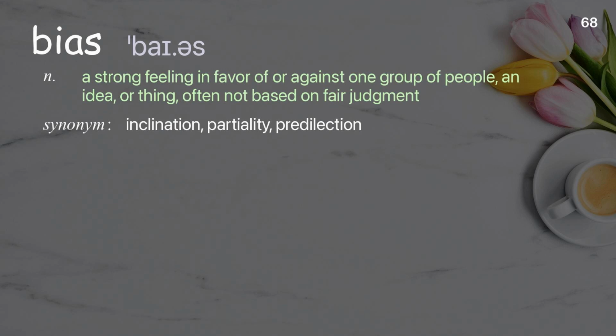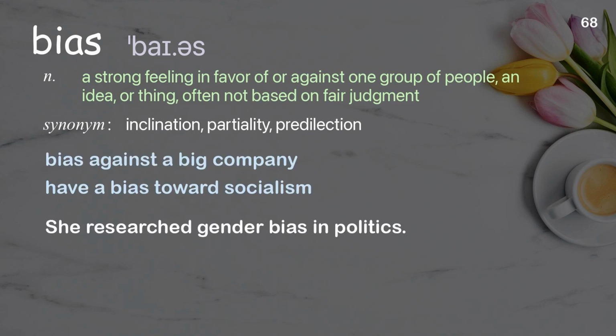Bias. A strong feeling in favor of or against one group of people, an idea, or thing, often not based on fair judgment. Examples: Bias against a big company. Have a bias towards socialism. She researched gender bias in politics.